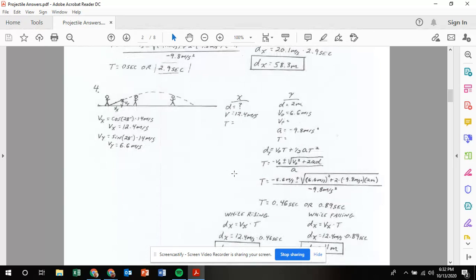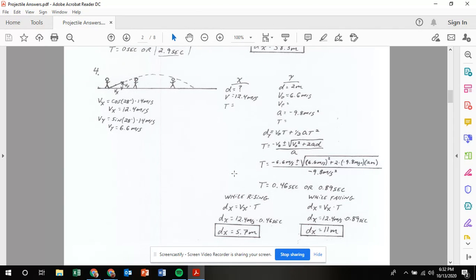For number 4. A Governor Mifflin soccer player kicks a ball that is on the ground across the field with a velocity of 14 meters per second at an angle of 20 degrees above the horizontal. So our hypotenuse would be 14 meters per second, and the angle in the bottom left corner would be 28 degrees. A teammate heads the ball into the goal. The teammate's head is 2 meters above the ground. So you can see here's one possible spot for the teammate.